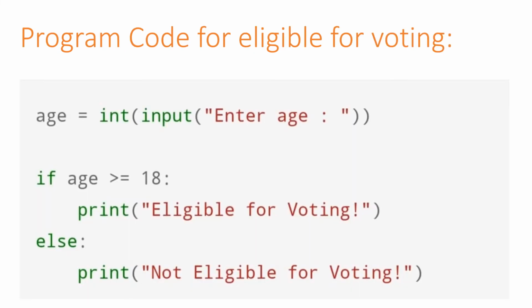Here we are giving the program code for eligibility for voting. Input, here we are giving enter the age. So if the age is greater than or equal to 18, then the person is eligible for voting. If the age is less than 18, the person is not eligible for voting. So here we are using if else conditional statements. So next we will go for the output.